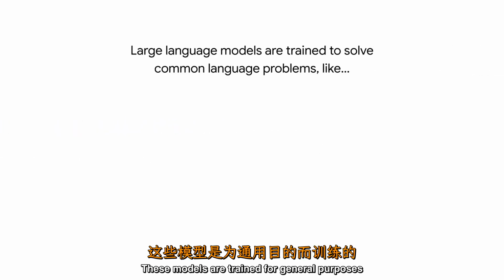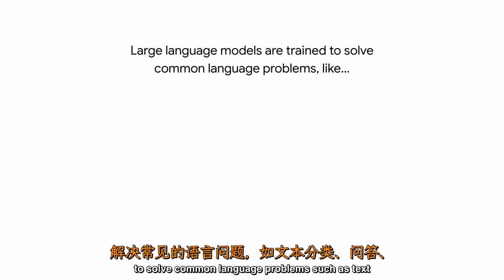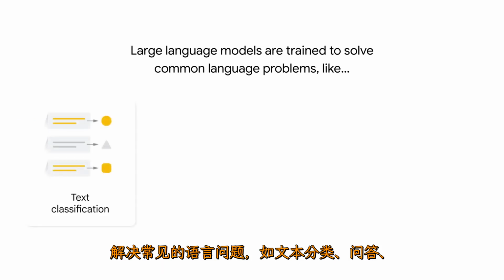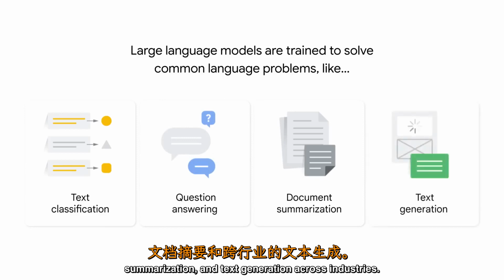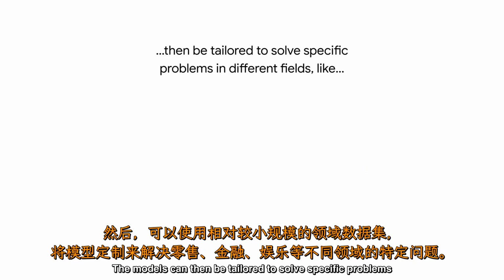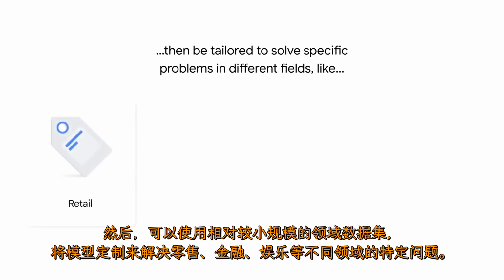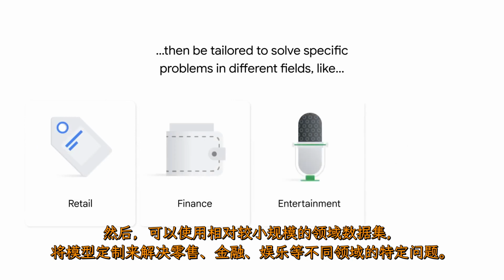These models are trained for general purposes to solve common language problems, such as text classification, question answering, document summarization, and text generation across industries. The models can then be tailored to solve specific problems in different fields such as retail, finance, and entertainment using a relatively small size of field datasets.